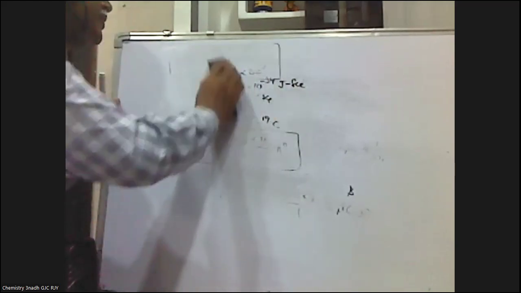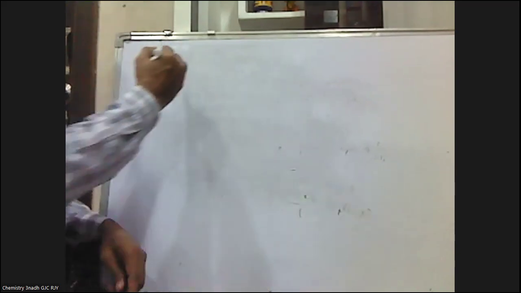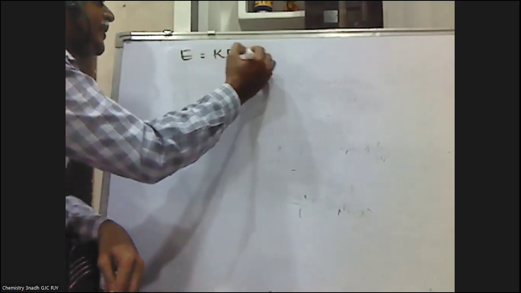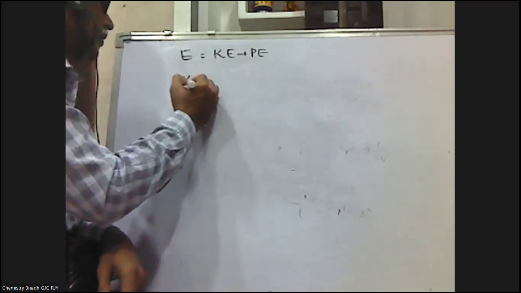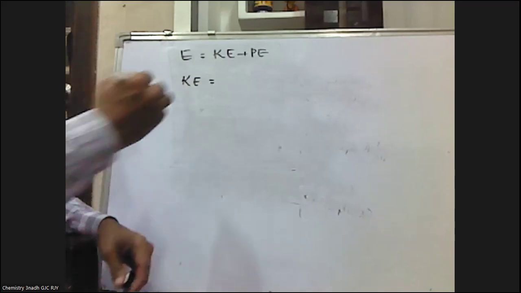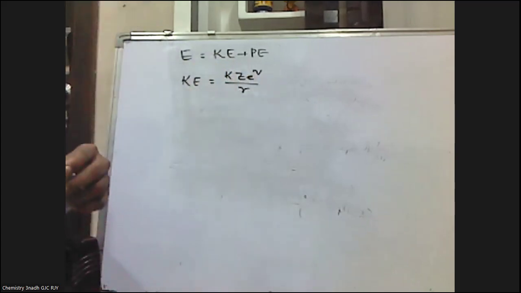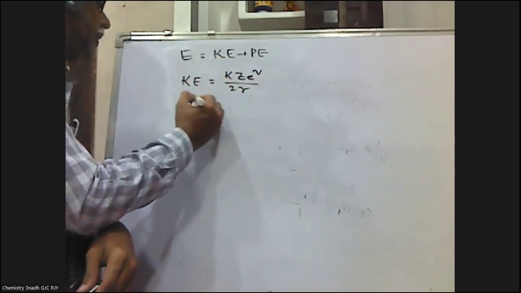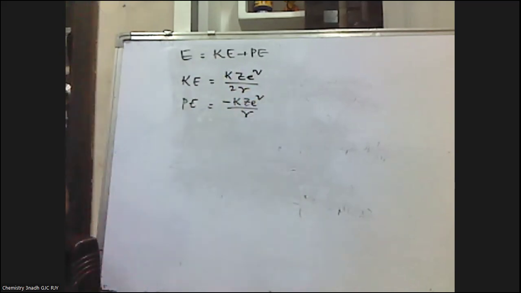Now, the second one is for energy. So total energy is given by kinetic energy plus potential energy. For kinetic energy, the expression is K into Ze square by 2R. Similarly, for potential energy, the expression is minus K into Ze square by R.